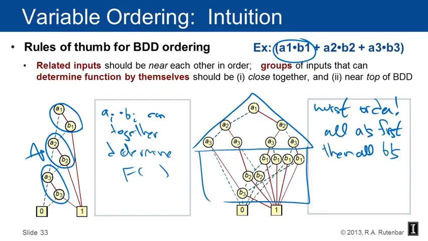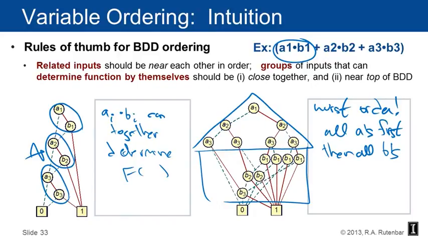So, groups of inputs that can determine the function by themselves need to be close to each other, not widely separated, because if you make them widely separated, then the BDD just gets big. It gets fat in the middle because you have to remember all the possible values of that BDD. And the way a BDD remembers all of its possible values is by having a lot of nodes and a lot of edges.